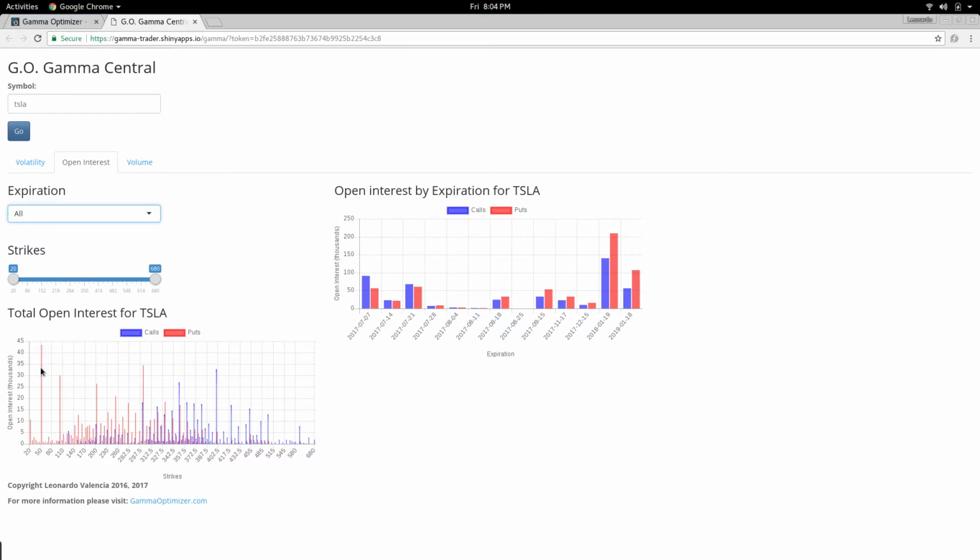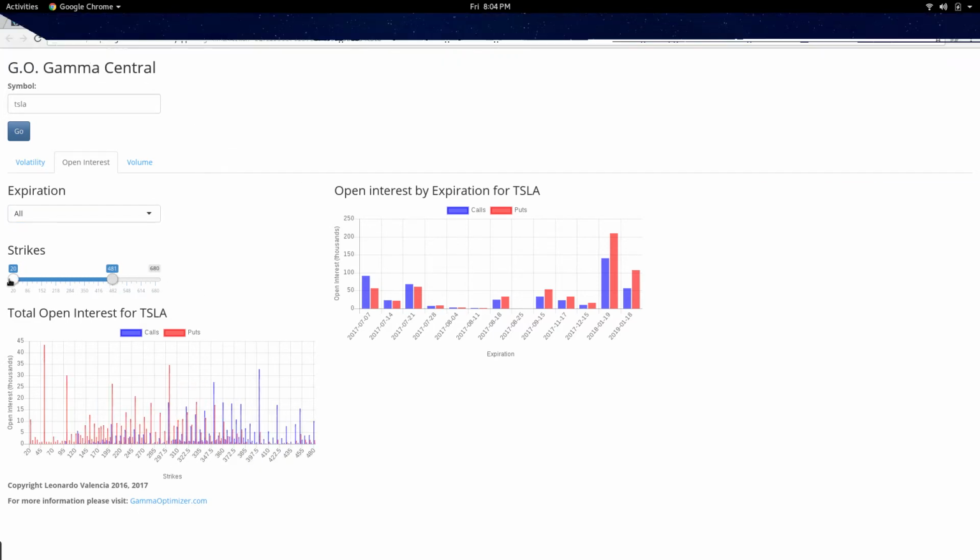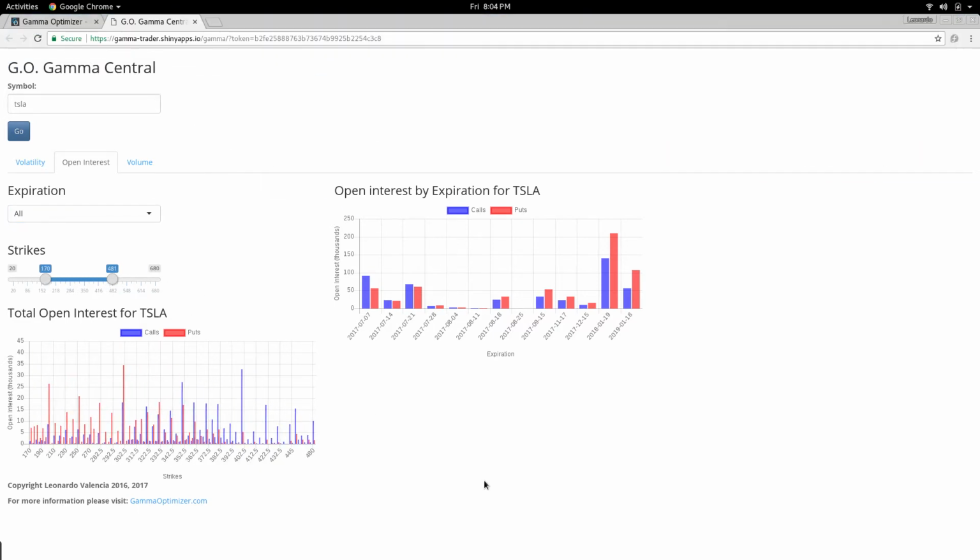Also, in terms of strikes, you can see the same. The 50 strike has lots of open interest, probably the highest open interest. And in terms of calls, you can see that the 400 strike is the one that has the most interest on calls, and you can play with the same thing, and you get the idea.